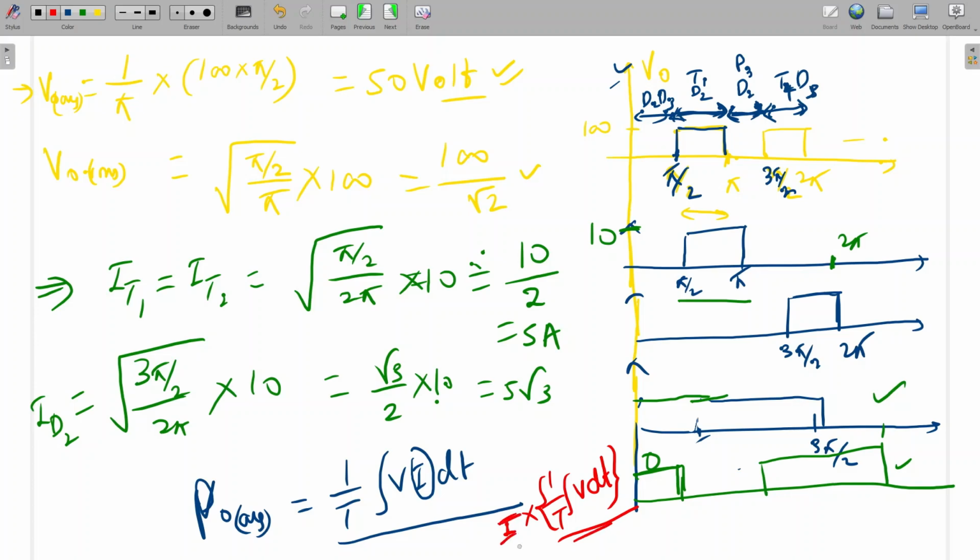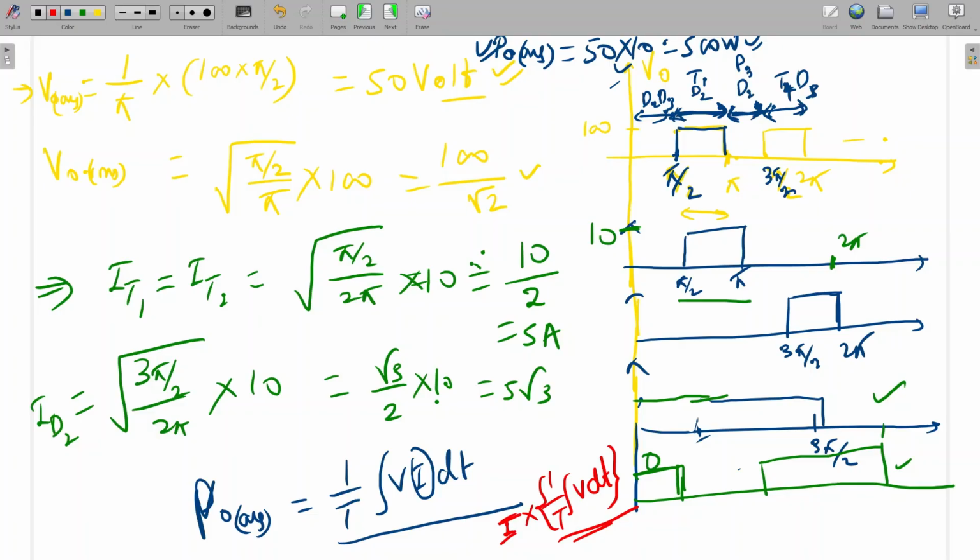So directly, what can we do for output power? P_O average will be 50 into 10. It will be 500 watts. So this type of question can be asked in GATE. They will give either a voltage or current waveform, and you have to calculate the average value there. If one term is constant, it will be 50 into 10, which is 500 watts. Is it clear to all?